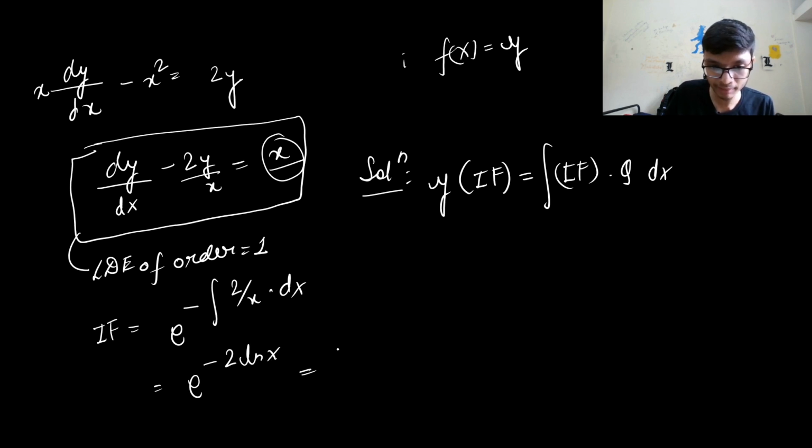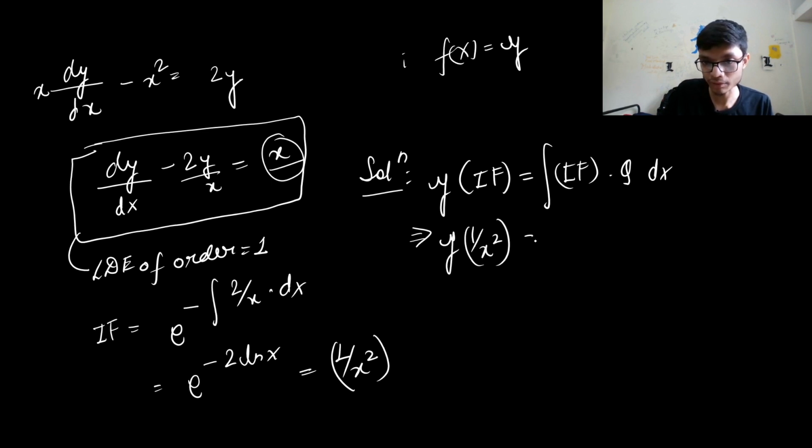So from here you get the result as e to the power minus 2 ln x, and from here you get the integrating factor as 1 by x square. So if you apply this in the solution, we get x by y into 1 by x square is equal to the integral of x divided by x square dx. So this will become ln of x plus c, some constant.